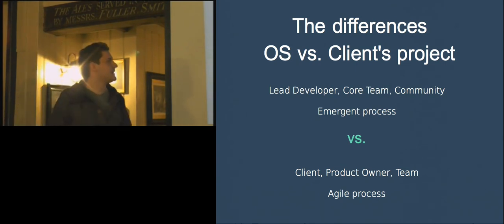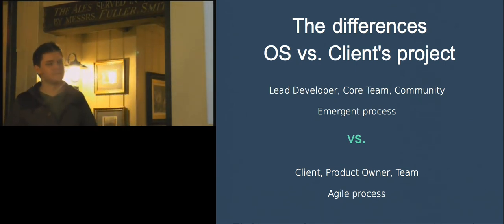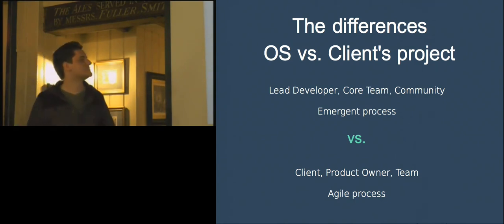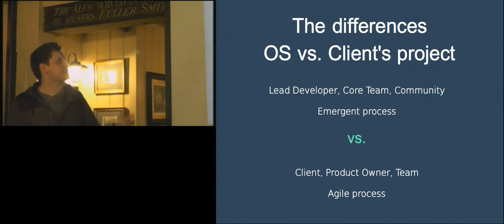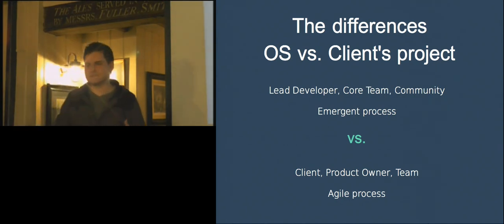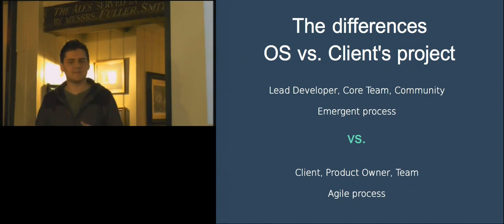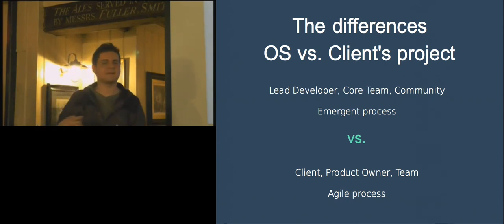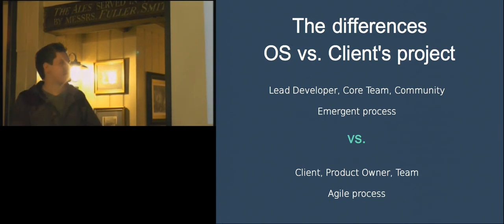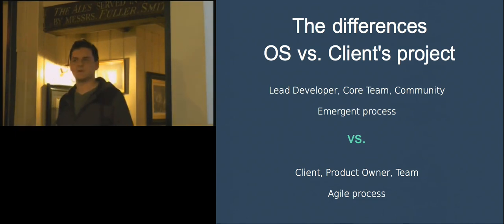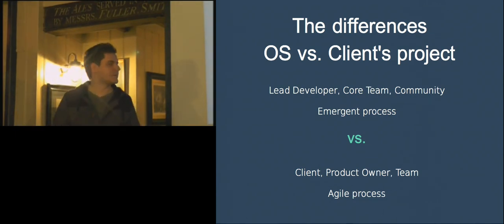So the differences. In an open source project, in the case of Sylius and probably many other open source projects, it's the lead developer, the core team, the community, and the process is always, well, it's true as well for agile projects, but the process is dynamic, it changes. We learn as the project grows, so it's very different from a client project where you have a very clear view on the stakeholders, where you have client, product owner, the team. You have a structured way to work on the project.